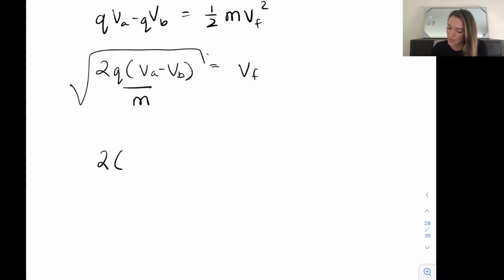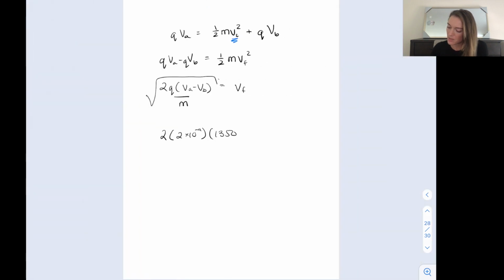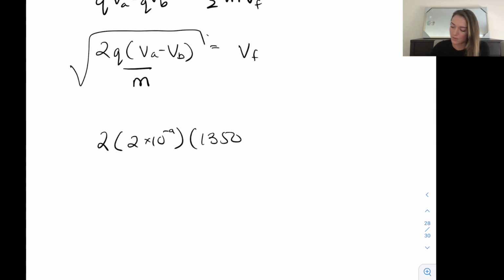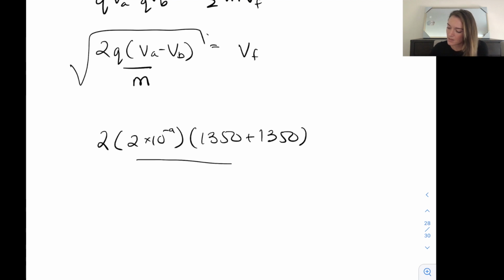Okay, so now we can plug in our numbers. So we have 2 times the charge of the dust particle, which was 2 nanocoulombs, so 2 times 10 to the negative 9. Then our VA was 1350, right? Yeah, and then our VB was negative 1350, so minus negative 1350 is plus 1350, and then divided by the mass of our dust particle, which was 5 times 10 to the negative 9 kilograms.